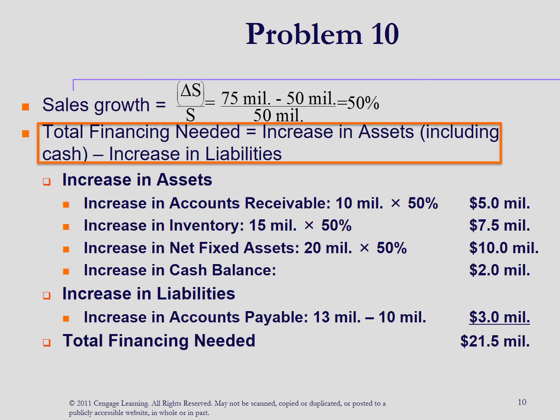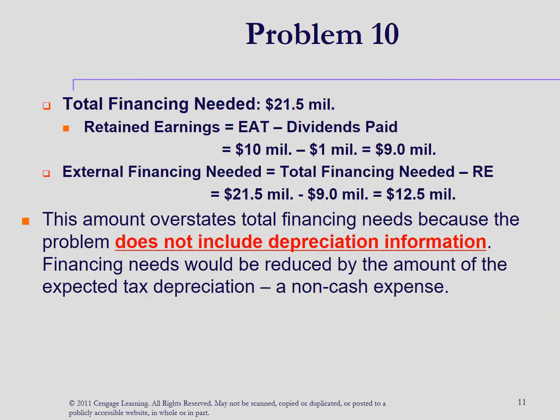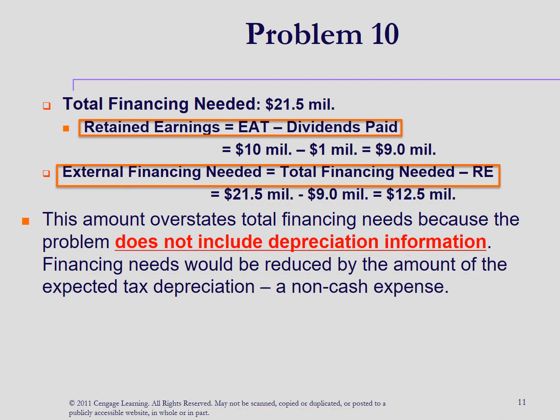Total financing needed is calculated by increase in assets, including cash, less increase in liabilities. Increase in accounts receivable, inventory, and net fixed assets can be easily calculated because they are adjusted proportionately with sales growth. Increase in cash balance and increase in accounts payable are given in the problem. The increased retained earnings are obtained by the difference between earnings after taxes and dividends paid. External financing needed is calculated by the difference between total financing needed and the increased retained earnings.